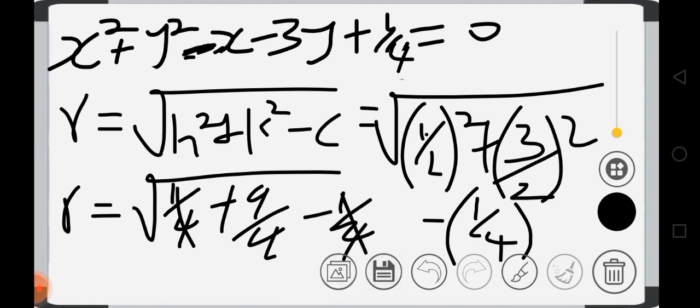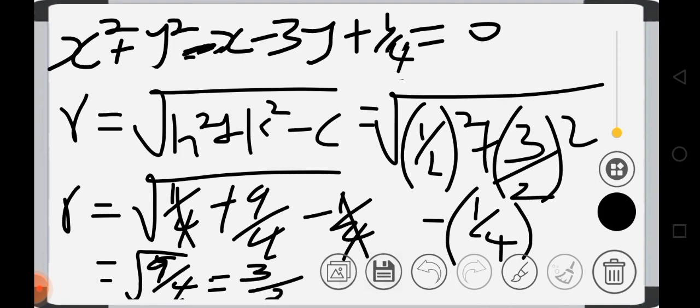So we go with this. That will be square root of 9 over 4. So what is root 9? Root 9 is 3, then over 2. So I'm seeing that the radius is equal to 3 over 2. So that's what I'm seeing here. So you take note of that.